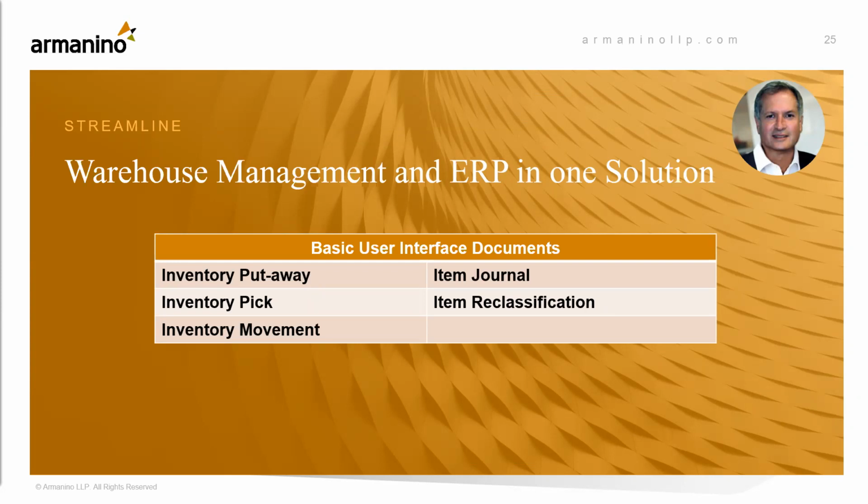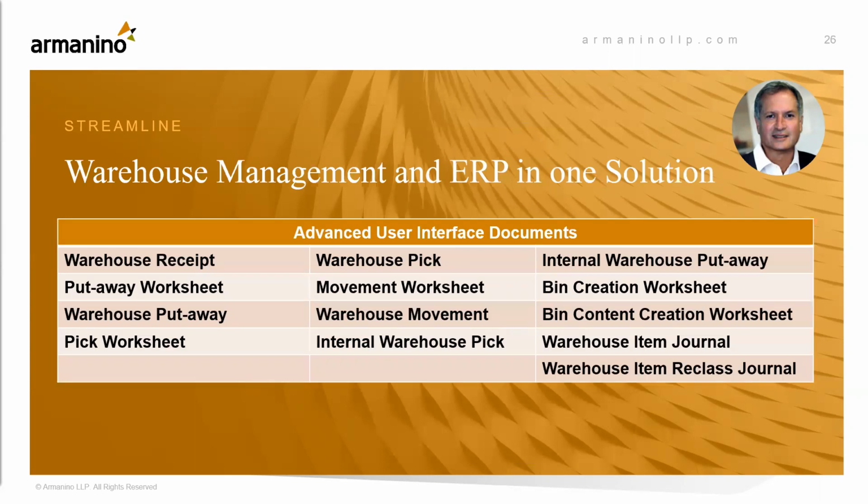On the next screen, these are some of the more advanced transactions that are available. I talked about the warehouse pick. You can also have transactions for internal movement. I'm moving something from a bin in one part of the warehouse to another bin, and I can track that as well. Again, these are optional. I don't have to do all this.